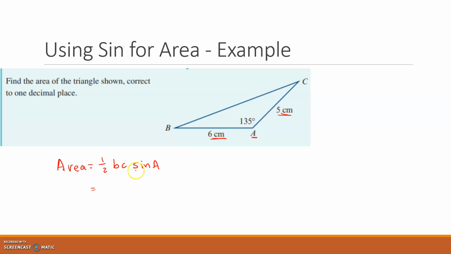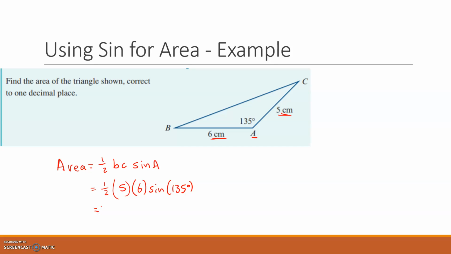Now, area equals half BC, so 1 over 2. Side B here is the side that's opposite angle B. So the side opposite angle B is 5. So half times 5. Now C is across from angle C. So side C is 6. And then it's the sine of angle A, which is 135 degrees.